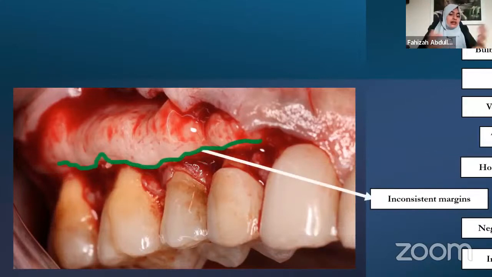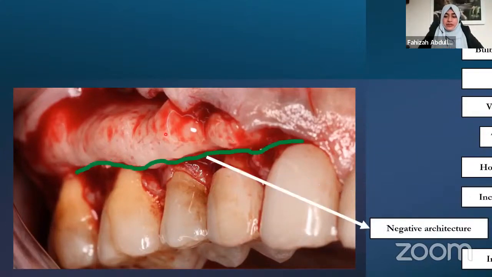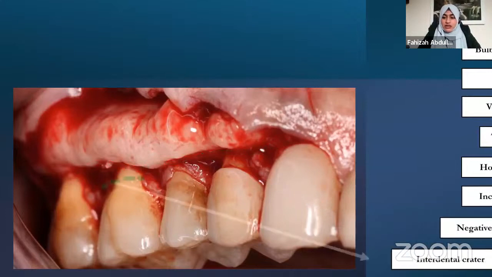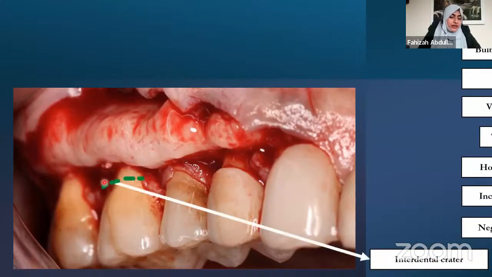Okay. And then inconsistent margins. You cannot have inconsistent margins and get a smooth flap adaptation, so that has to be eliminated. Then again, as I told you, negative architecture. Here we can see that the interdental bone is lower than the buccal bone. That cannot happen. You probably won't be able to get the interdental bone to an upper level, but you will have to get the buccal bone to a lower level. And the final one is the interdental crater. We saw a small crater in the interdental bone area.